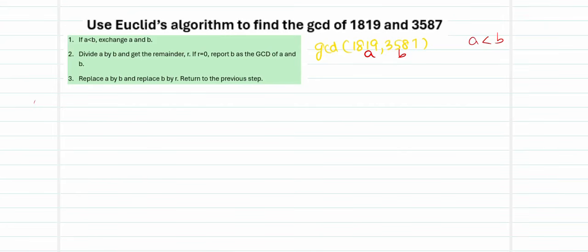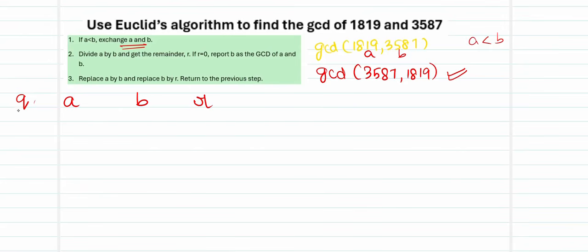So I swap the elements, I interchange them, and write it as find the GCD of 3587 and 1819. The order is immaterial, but for the algorithm to get executed, you first have to initialize to this stage. Now I am going to form 4 columns, which will give me A when divided by B leaves a quotient Q and a remainder R.